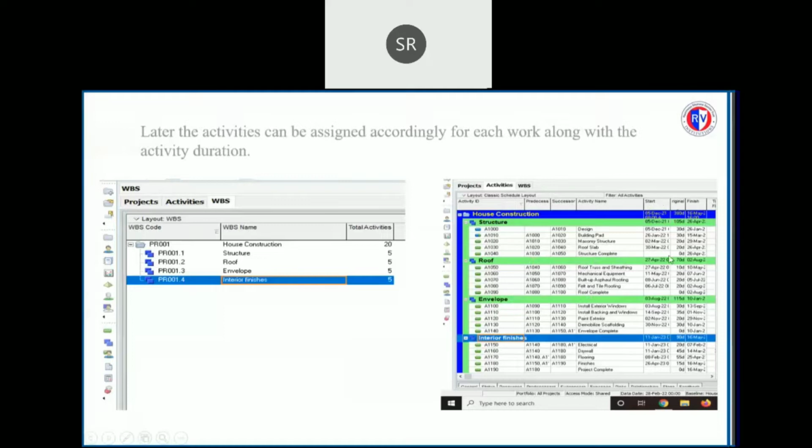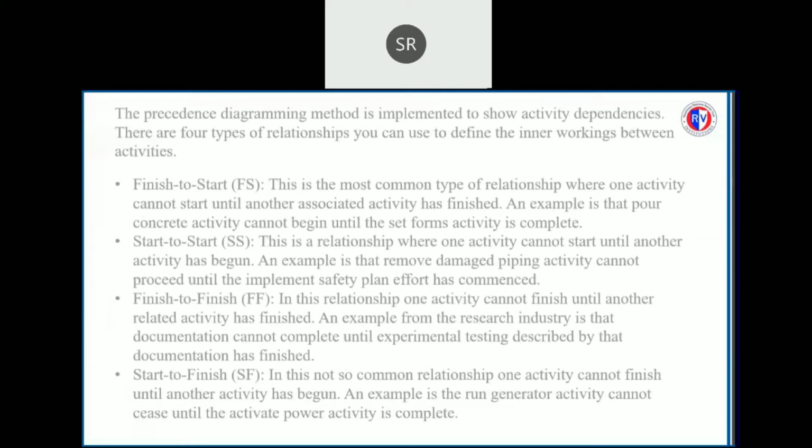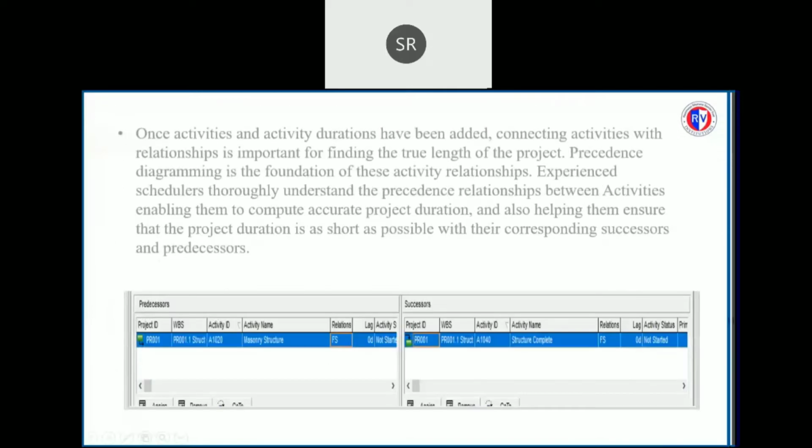Here we can see that duration has not been assigned for this, indicating that this is a milestone. Once you have added the activities and activity durations, it is time for assigning relations between the activities. Based on the experience of the scheduler, we can give the relationships for the activities based on the preceding and succeeding activities. Coming to the precedence diagramming method, in the previous slide we have seen that FS has been mentioned. FS is nothing but finish to start relationship.